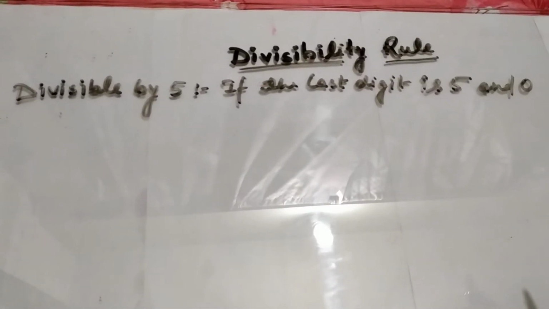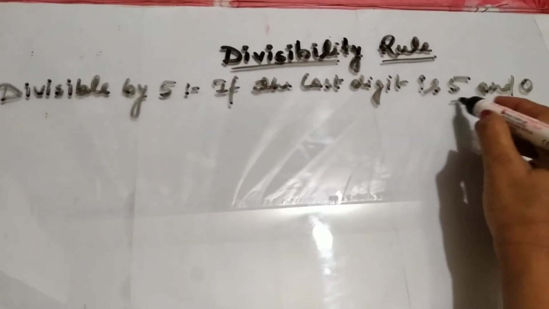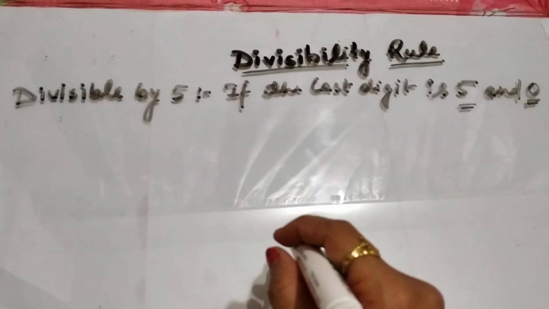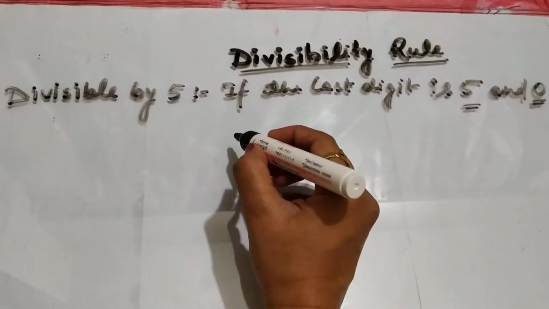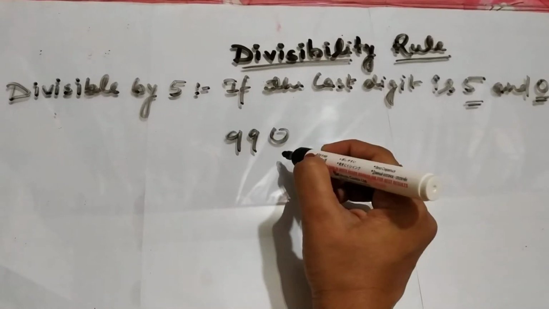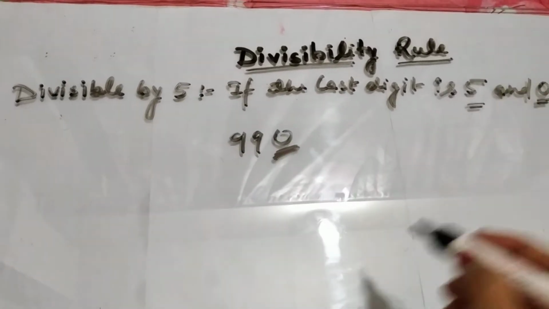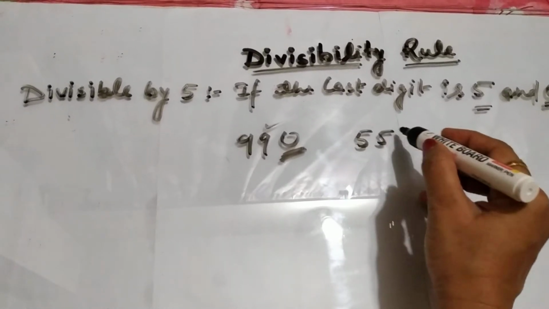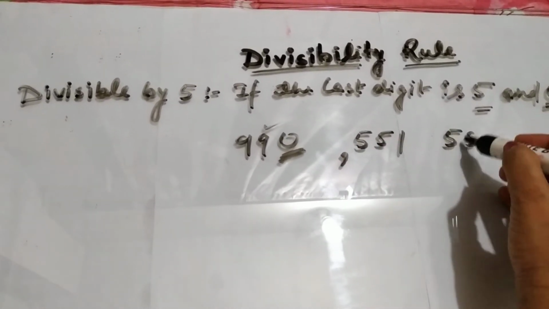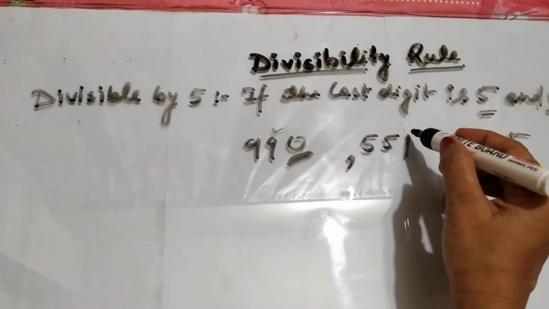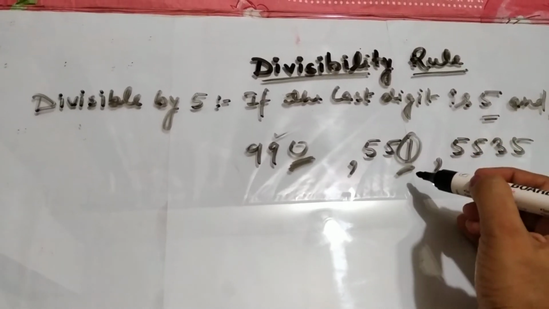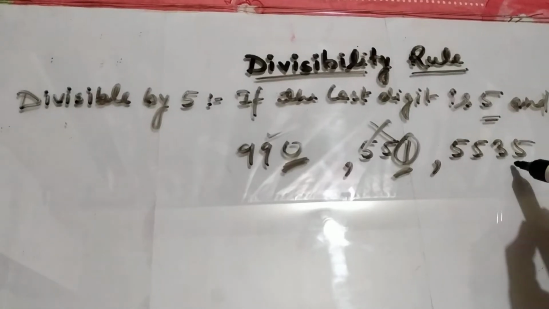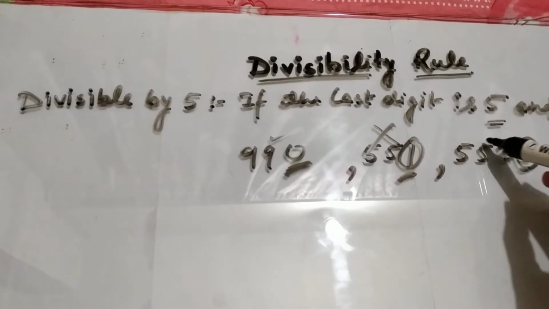If the last digit of a number is 5 or 0, then the number is divisible by 5. For example, 990. The unit digit or last digit is 0, so this number is divisible by 5. Now 5531. The unit digit of that number is 1, not 0 or 5, so it is not divisible by 5. The unit digit of this other number is 5, so it is divisible by 5.